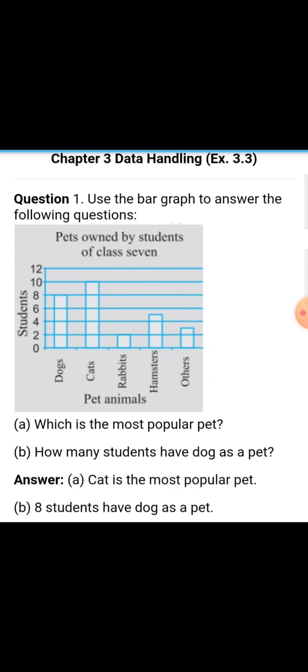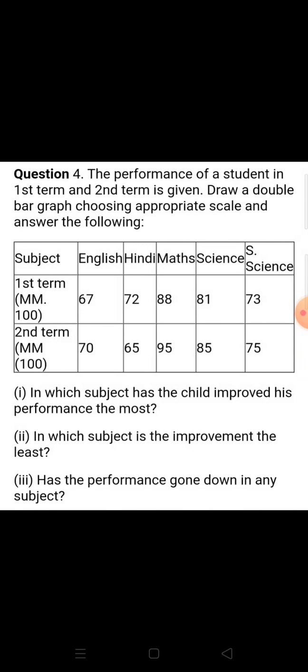B part, how many students have dog as a pet? So the number of students who have dog, that is 8. So 8 students have dog as a pet. Question number 2 and 3 is for your homework. Now let's move on to question number 4.